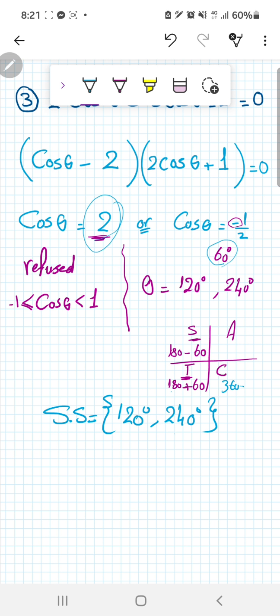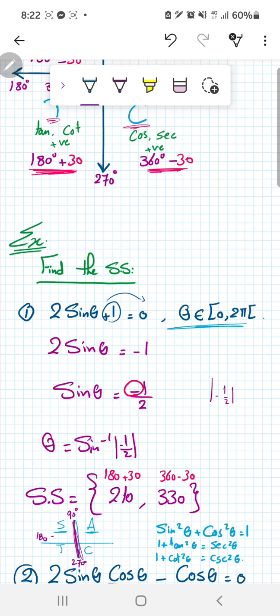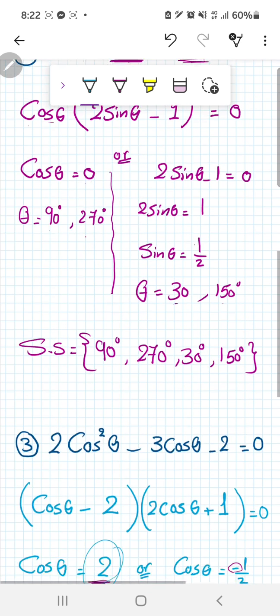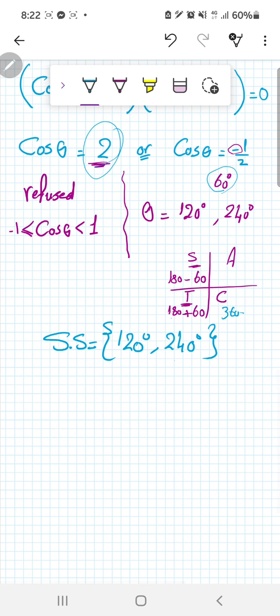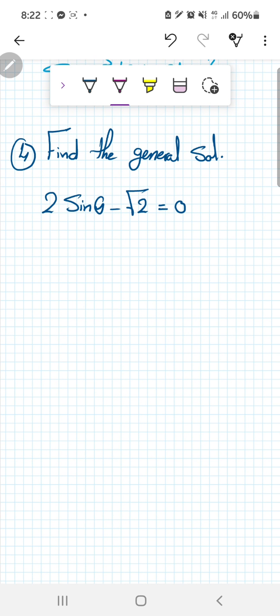Okay, here we have the last example. Find the general solution. In these examples we had the interval theta belongs to 0 and 2 pi. Here we will talk about the general solution that we studied last term. Find the general solution. As we said, it's an equation. So first move negative root 2 to the other side. So 2 sine theta equals positive root 2, so sine theta equals root 2 over 2.